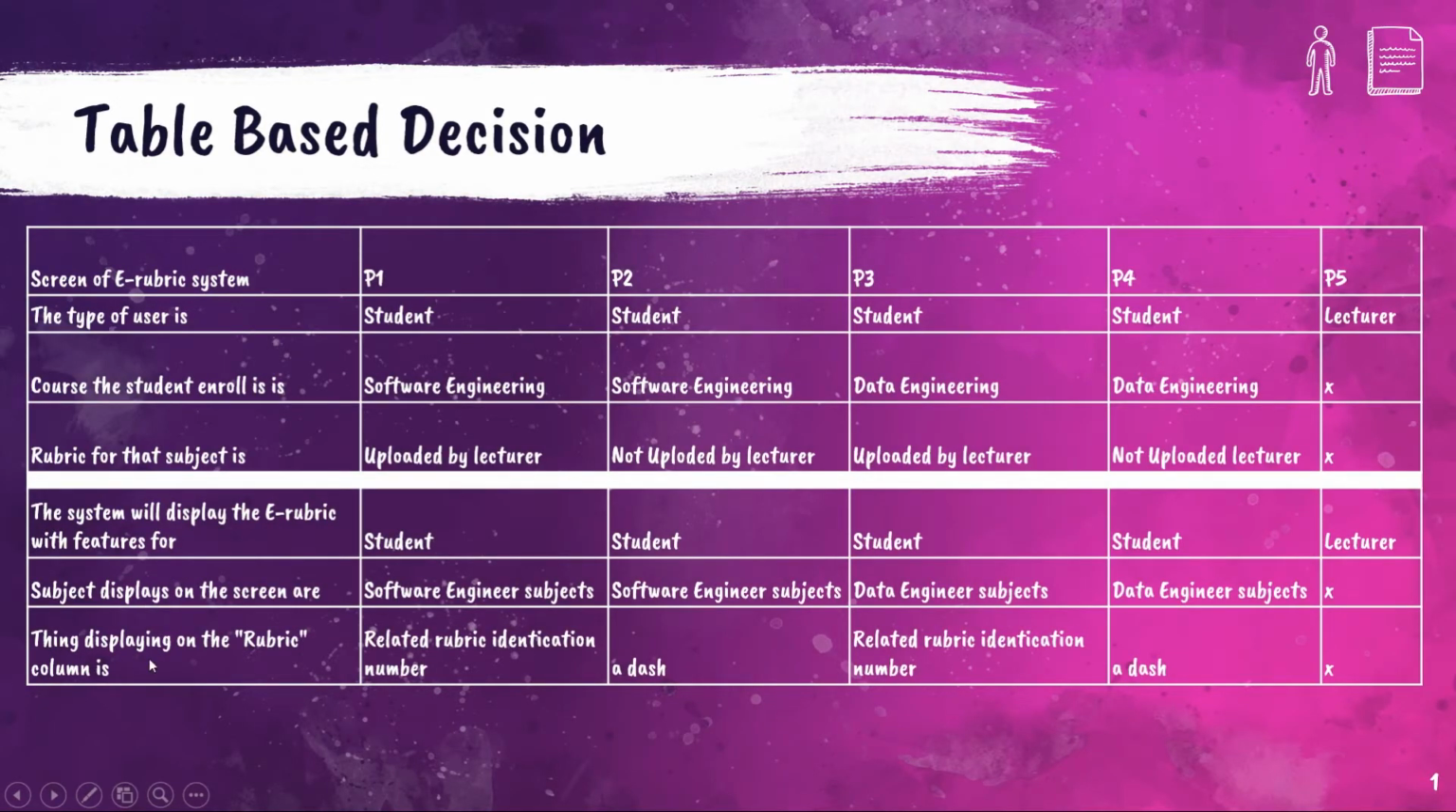Going back to the decision table, the last thing we want to talk about is what is displayed in the rubrics column. For the things displayed in the rubrics column, we have 2 things here: a related rubrics identification number, or attached. So let's go to the rubrics.